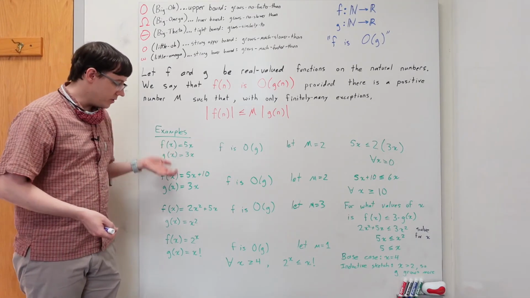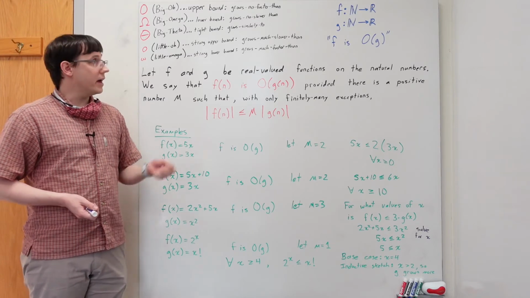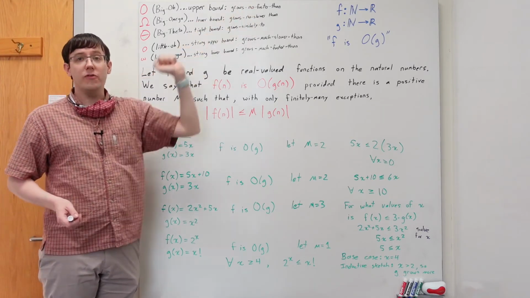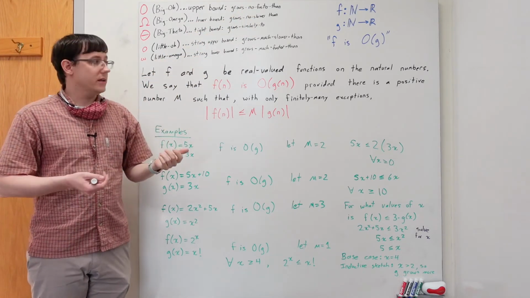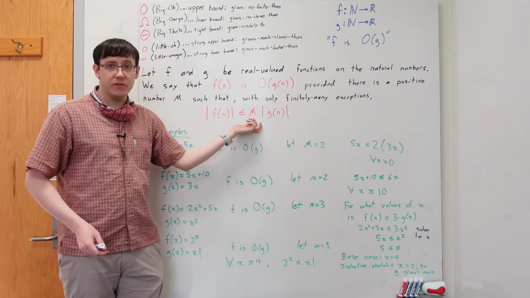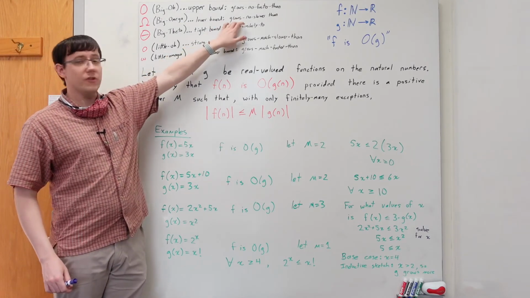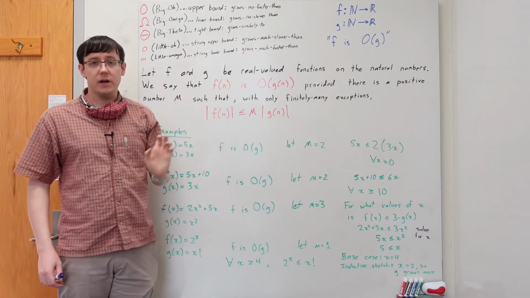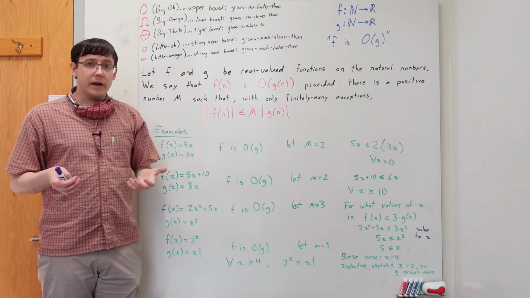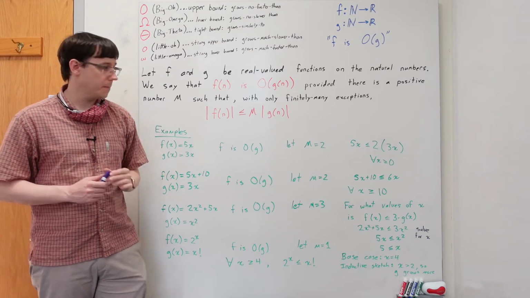So in all of these cases, we can say that f is big O of g, meaning that f grows no faster than g, except for finitely many exceptions and a multiplicative constant. If we want to think about a function that grows no slower than another function, then our definition for big omega is remarkably similar.